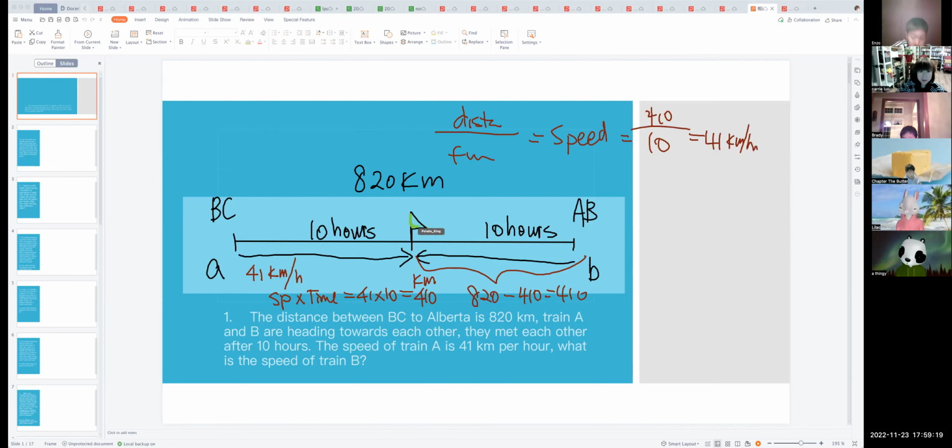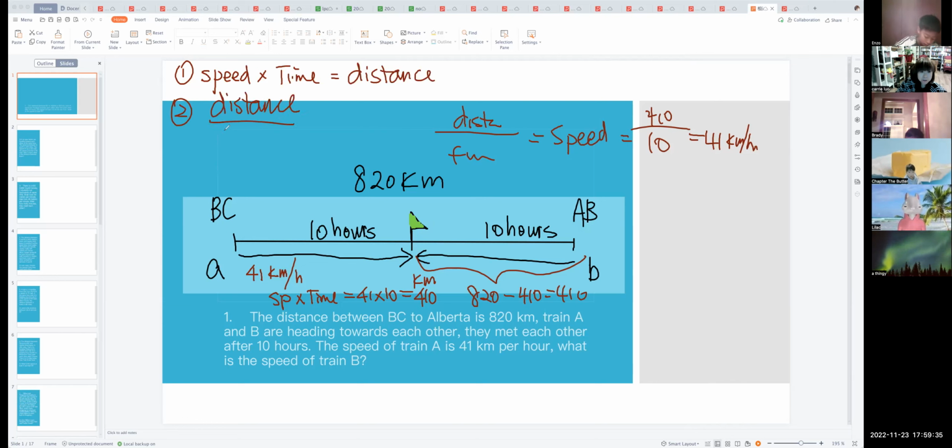Okay, I'm going to stop here. I'm going to write the formulas for you. Potato King, stop doing that, please copy this. Number 1, speed times time equals distance. Number 2, distance divided by time equals speed. Number 3, distance divided by speed equals time. Everybody please copy these steps, okay?